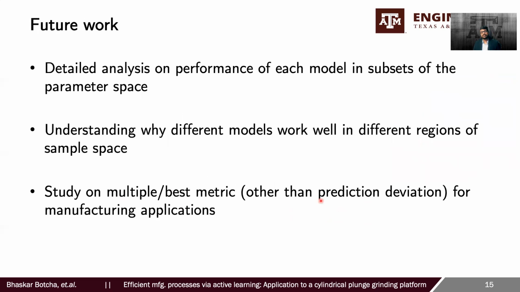And as part of future work, we would like to do a detailed analysis on the performance of each of these models in subsets of the parameter space and understand why different models work well in different subspaces of the parameter space. Because as we mentioned earlier, the primary reason we are using a committee is because we hypothesize that different models work differently at different regions of the parameter space. We want to understand why this is happening and what models can perform better at what subregions of the space. And we also would like to study if there exist better metrics or a combination of metrics, other than or including prediction deviation, which work best for manufacturing applications.